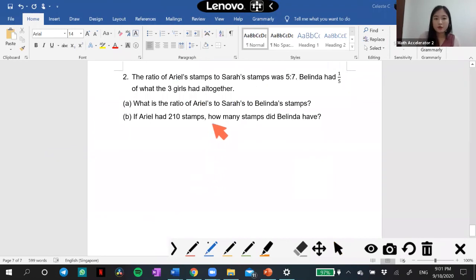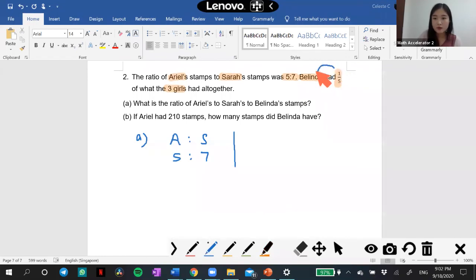Okay, the ratio of Ariel's stems to Sarah's stems was 5:7. Belinda had 1/5 of what the 3 girls had altogether. Right, so write down the ratio first. Ariel to Sarah, 5:7. Belinda, 1/5 of what the 3 girls had.